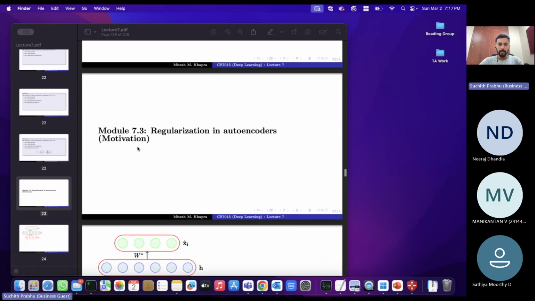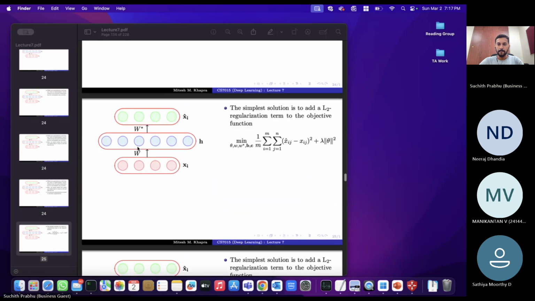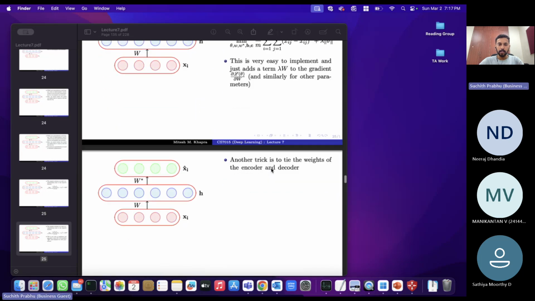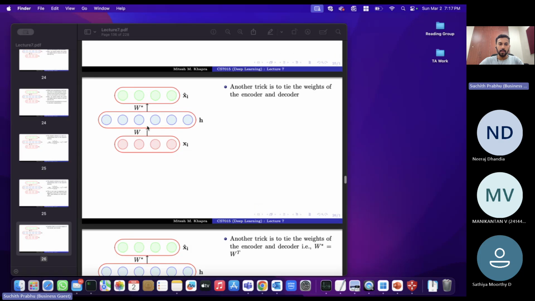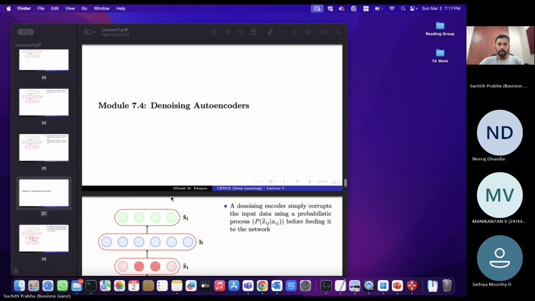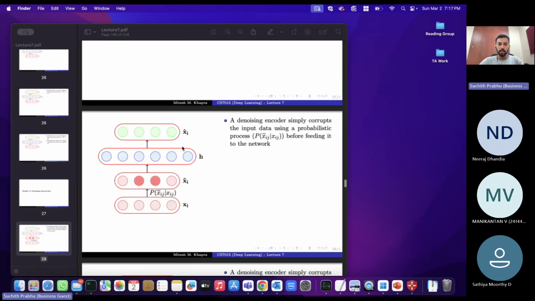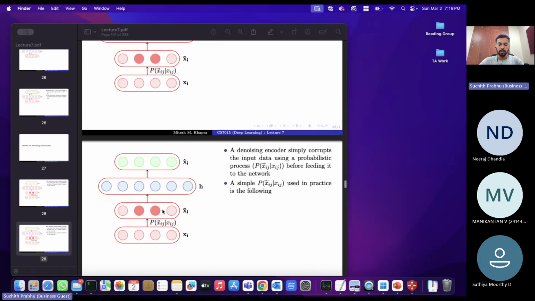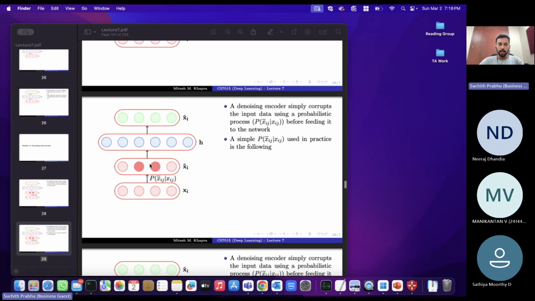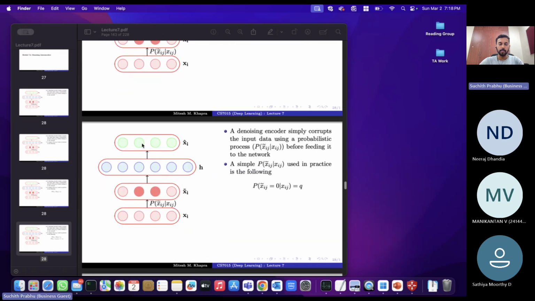Okay, so then we saw different regularization techniques. One was using L2 normalization. There was also weight tying, where the same weight W is used for computing the hidden representation and then from hidden to output. Then we saw the denoising autoencoder, where we add noise and then try to generate the original Xi. Adding noise acts like a regularization because the model has to learn a robust representation.